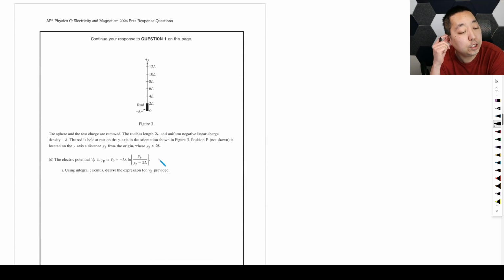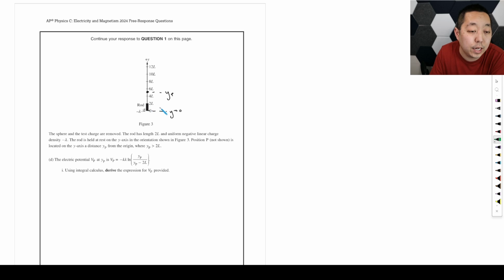All right, the sphere and test charge are removed. The rod has length 2L and a uniform negative linear charge density. The rod is held at rest on the y-axis, and we want to find the electric potential Vp at some location yp greater than 2L. So this is like yp. All right, so actually very similar. Your set 1 and set 2 are pretty close in structure.